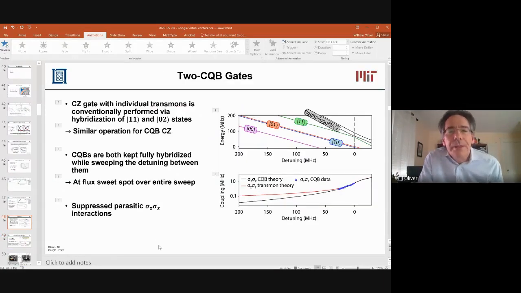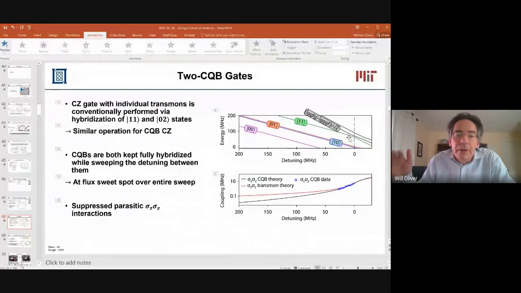Okay, we did do 2 qubit gates. I won't spend a lot of time on this because it's basically similar to the 2 qubit gate you would do with a transmon. You have a bunch of energy levels, as you see over here, but there's an avoided crossing with a level that's outside the subspace, and then you basically want to adiabatically go there, accrue a phase, and move out.